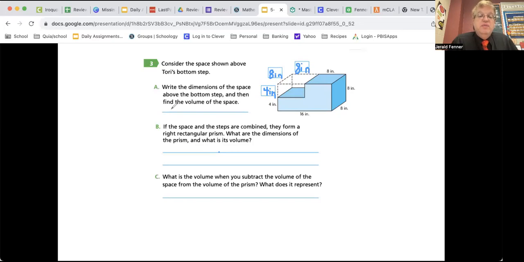So the volume would be multiplying those 3 numbers together. 8 times 8 times 4 is going to equal, and you could use your calculator, 256 cubic inches.